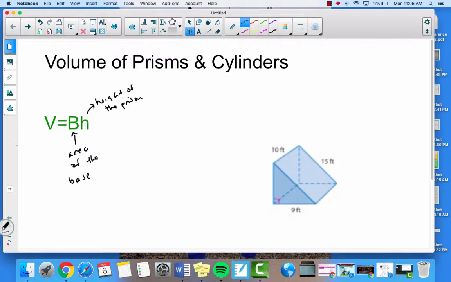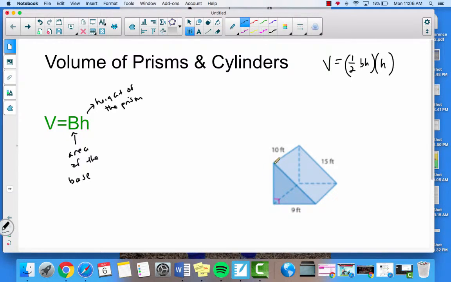All right, so I've got an example here of a triangular prism, and we're going to go ahead and use this formula, fill in what we know, and then we'll have our volume. So let's go ahead and write down volume. In this case, because it is a triangular base, our B formula is going to be 1/2 BH, and then times the height of the prism.